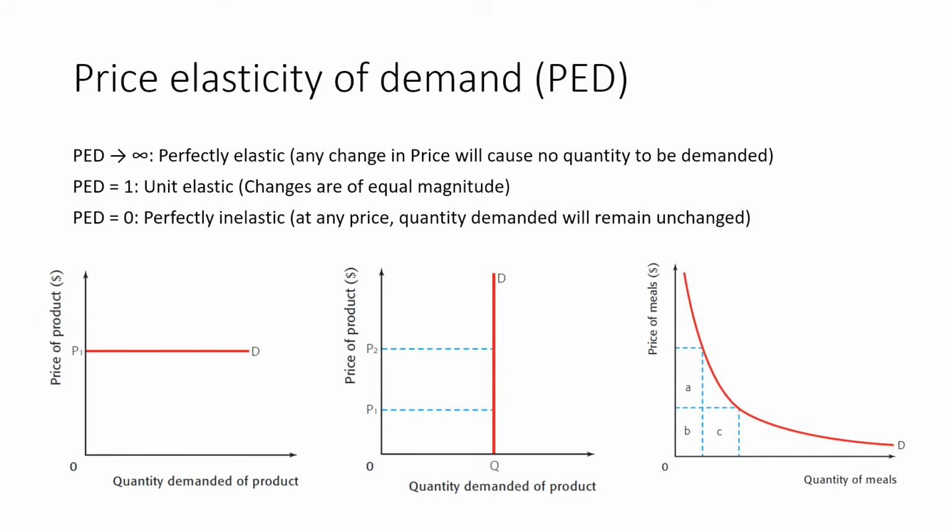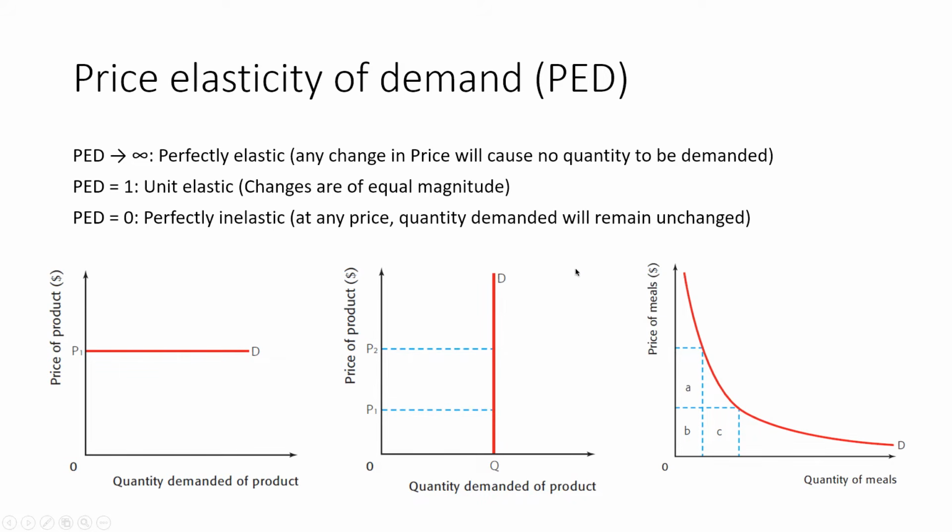There are also some special cases that you have to know. If PED goes to infinity, that means that it's perfectly elastic. That means that any change in price will lead to a pretty much indefinite change in quantity demanded, or you can say that there will be no quantity demanded at all. Just as you can see here, even if the price goes down just a little bit, then there won't be any demand at all.